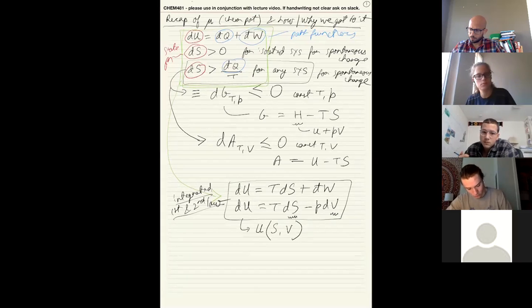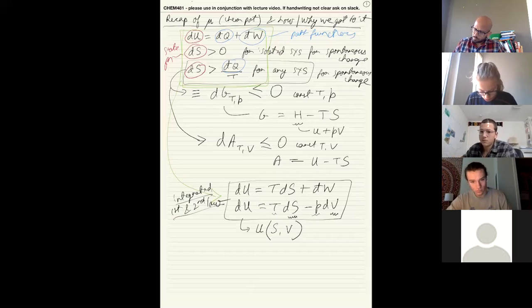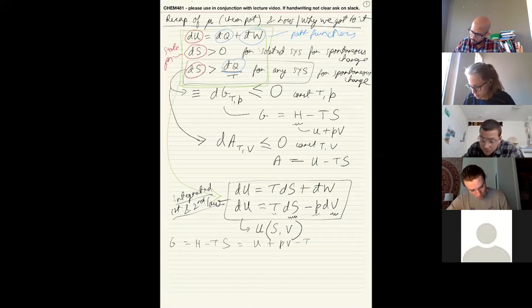Because we have a total differential, we should be able to say something about how these partial derivatives talk to each other. And again, when I do the full review, I will talk about that, but I want today to get us to chemical potential so we can keep talking about phase diagrams. And now we can use G, which is equal to H minus TS, which is equal to U plus PV minus TS, and we can write down dG is equal to dU plus PdV plus VdP minus TdS minus SdT.